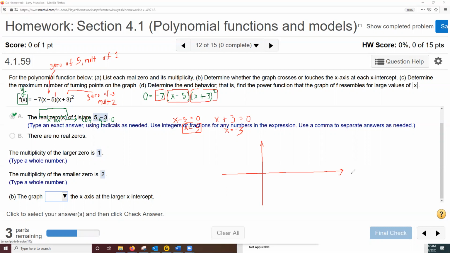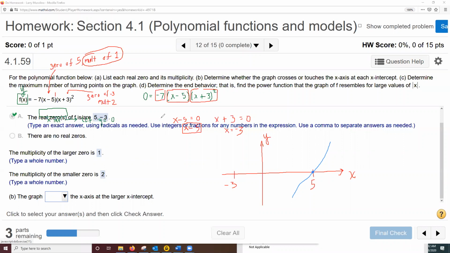Okay, so let me sketch the x-intercepts here. Remember, we have an x-intercept at -3, and then we have an x-intercept over here at 5. All right, now, if a 0 has a multiplicity that's an odd number, like a multiplicity of 1 here, what that means is the graph is going to cross through. Let me come here to 5. It had a multiplicity of 1. What that means, the graph is going to cross through the x-intercept like that.